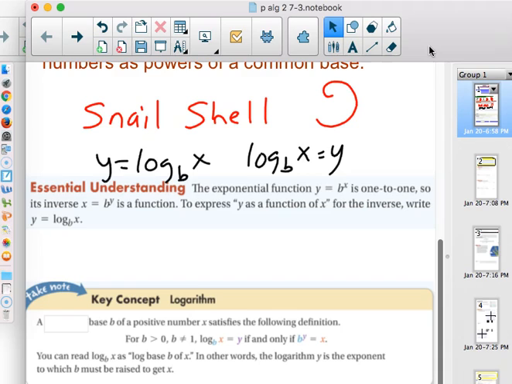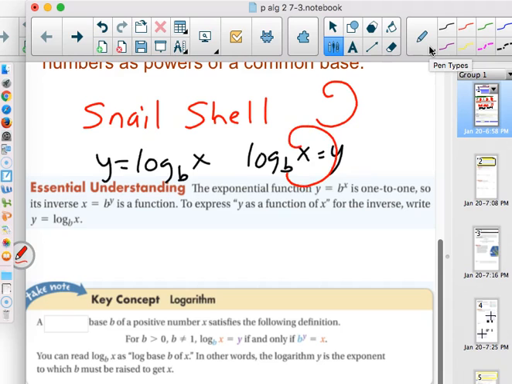And then what we're going to do is we're going to use a snail shell to do what's called exponentiating this. And that means we're going to make it look like a power, because we've worked with powers. All of chapter 6 was about powers. If we can make that look like a power, then it'll start to make sense. So your snail shell always starts down here at the base, and it will be b to the y equals x.